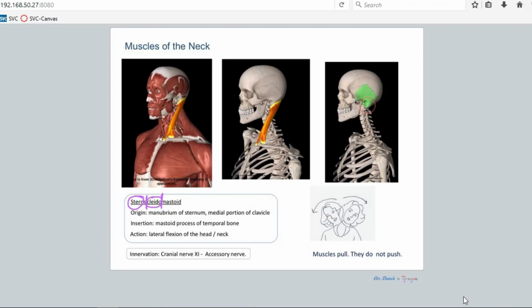These are both origins. So let's go over here. There's the origin on the sternum. There's the origin on the clavicle, so that's sternocleido. And then the mastoid: the insertion point is up there on the mastoid process of the temporal bone. When this contracts, the origins remain stationary and the insertion moves like so, and that causes lateral flexion of the head or the neck.